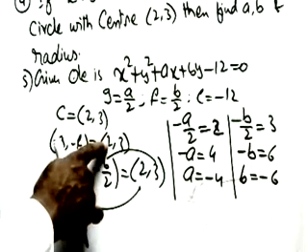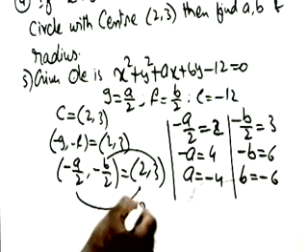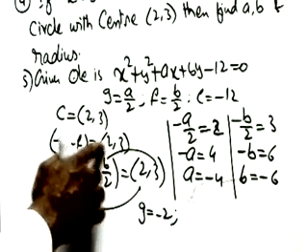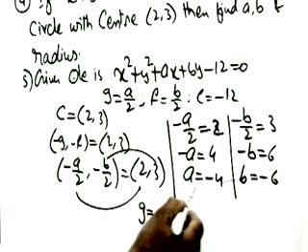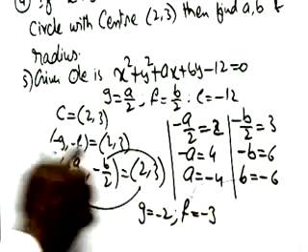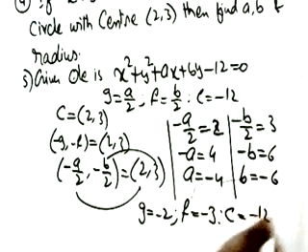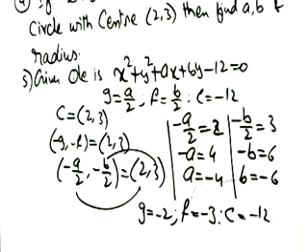Now watch carefully. Minus g is 2, that means g is minus 2. In the same way, f equals minus 3. And we just now got the value of c. So what is the c value? C value is minus 12.